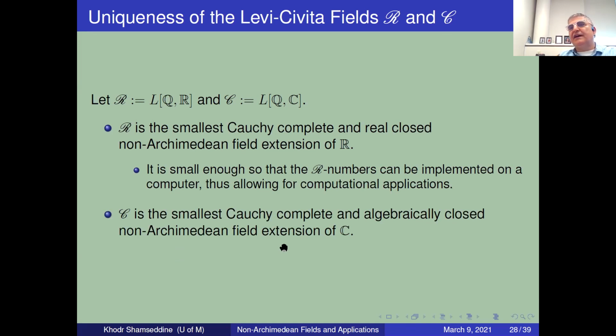So these two fields are special from a pure mathematical point of view because they are the smallest non-Archimedean extensions of R and C with these special properties. And they are also special from a computational point of view because we can use them on a computer. And that's what motivated me when I was a graduate student a long time ago to work on these fields.